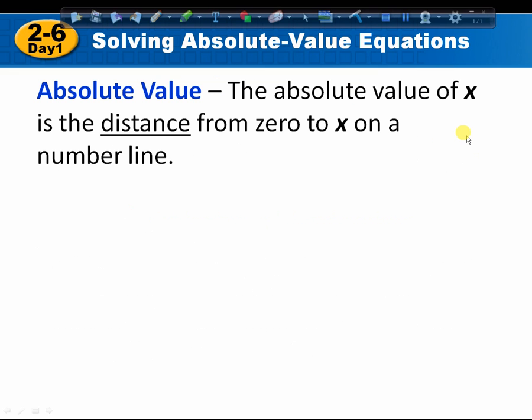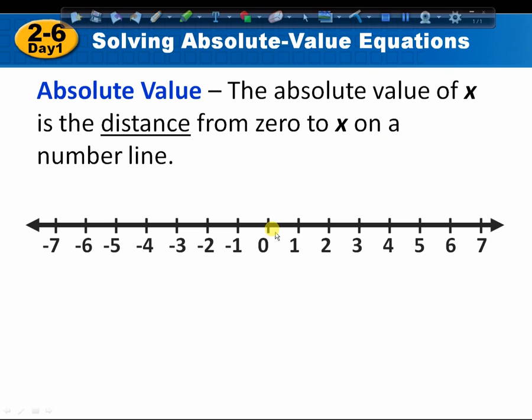Absolute value. The absolute value of x is the distance from 0 to x on a number line. I need you to write that down. Write down these words. Absolute value. The absolute value of x is the distance from 0 to x on a number line. Let's look at what that means.